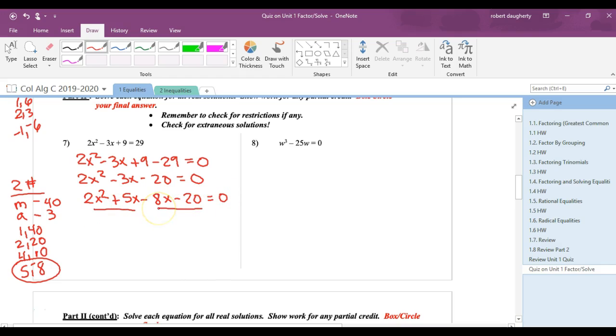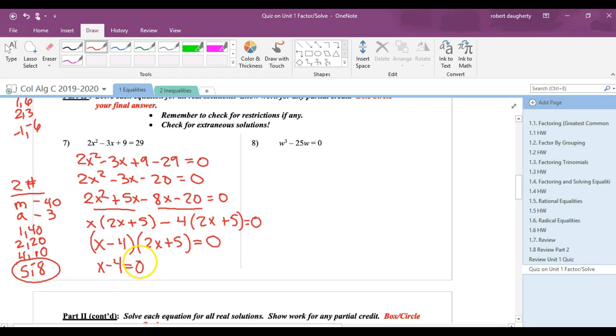Factor by grouping. So x, 2x plus 5 minus, looks like a factor of 4 out here, 2x plus 5 equals 0. Final answer, x minus 4. Well, almost final answer, 2x plus 5 equals 0. Set each factor equal to 0. When x minus 4 equals 0, that means that x equals 4. When 2x plus 5 equals 0, that means that 2x equals negative 5. That means that x equals negative 5 over 2. Those are your 2 answers.